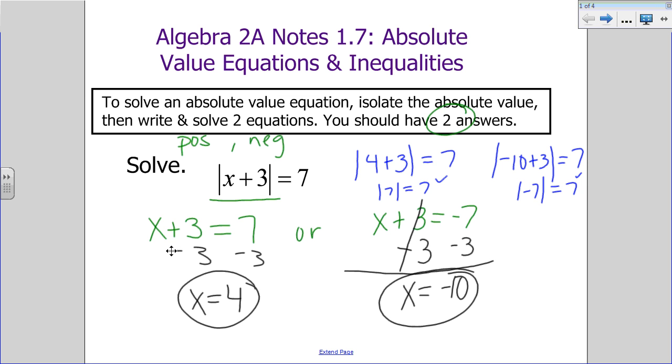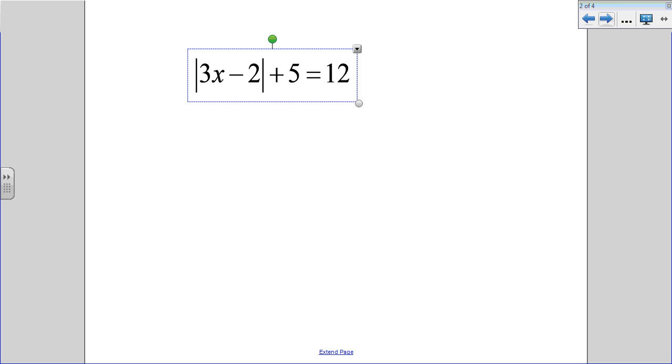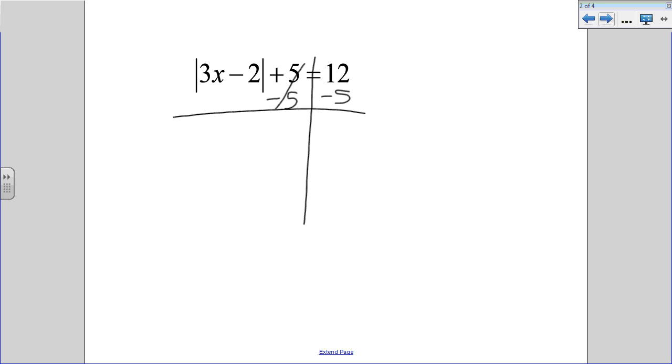We're just not always going to have the plus or minus 30 or the plus or minus 3 that you saw in your warm-up. All right, let's take a look. Your goal was to isolate the absolute value. Is the absolute value by itself right now? No, we've got a plus 5. So Tyler, how do I get rid of a plus 5? Minus 5. So I'm going to subtract 5 from the left, subtract 5 from the right.